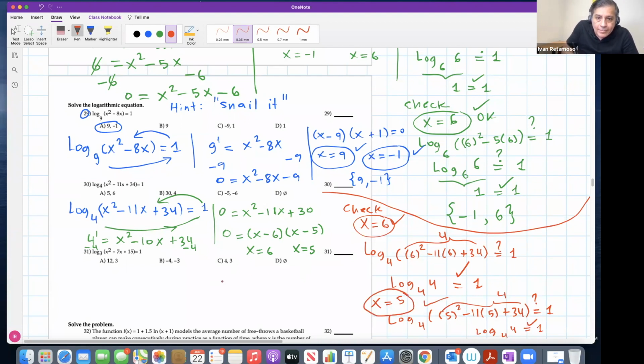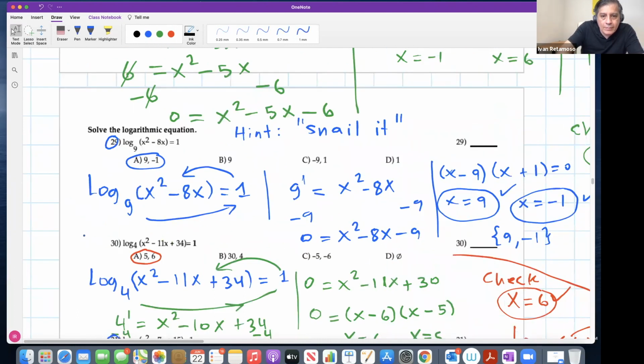So finally, conclusion, the solution set should be 6 and 5, in any order within braces. So 6 and 5. So you got this guy. Very good, very good. So now, can you try this one, number 31? This one, please try this out.